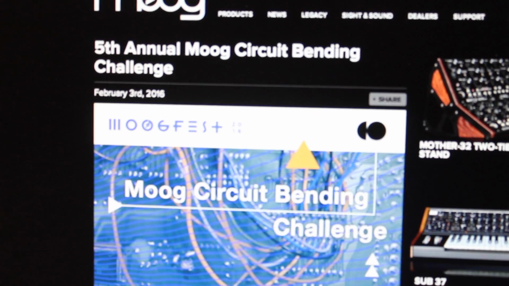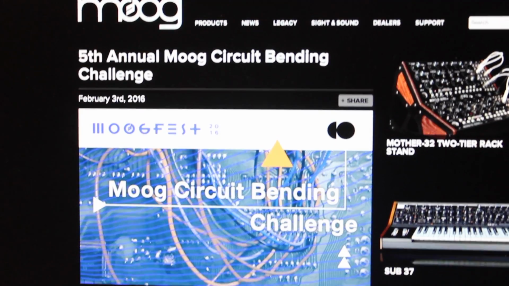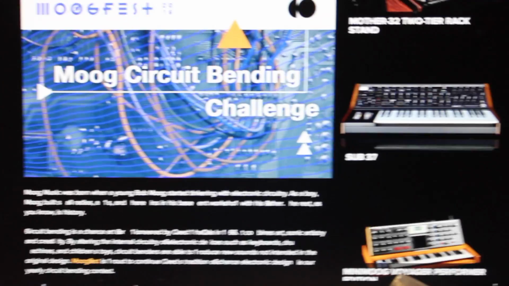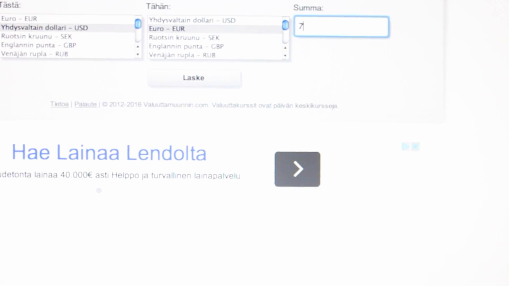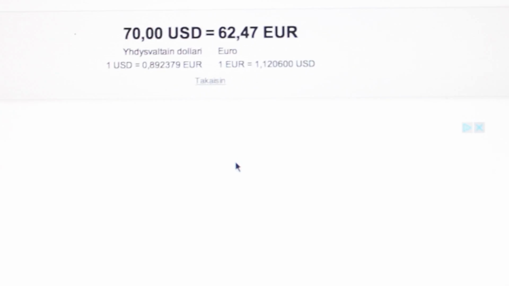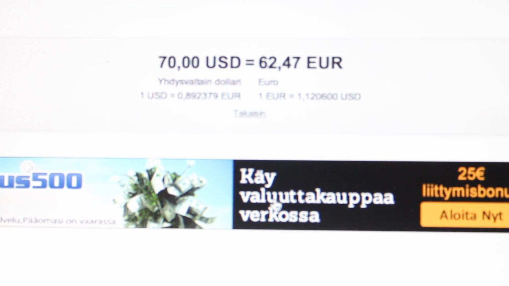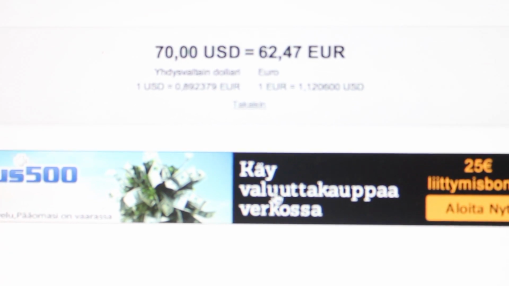So the 5th annual Moog Circuit Bending Challenge. I have to check how much is $70 US. Let's see how much it is. So I have 62.47 euros to spend on this project.